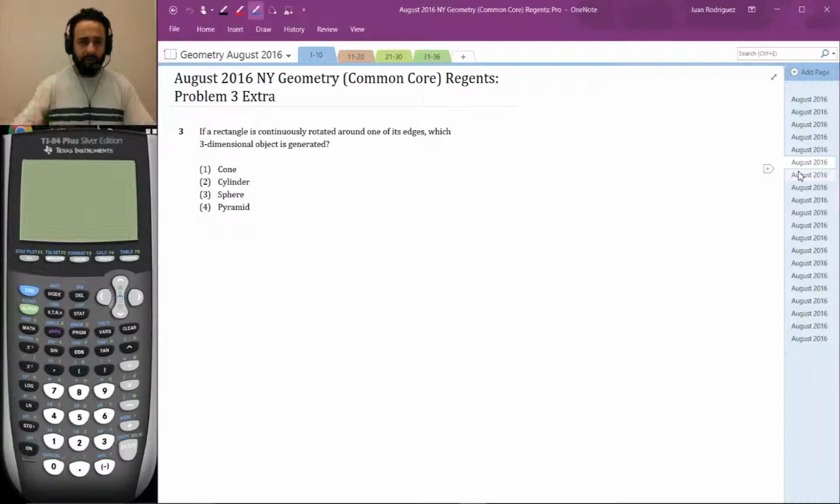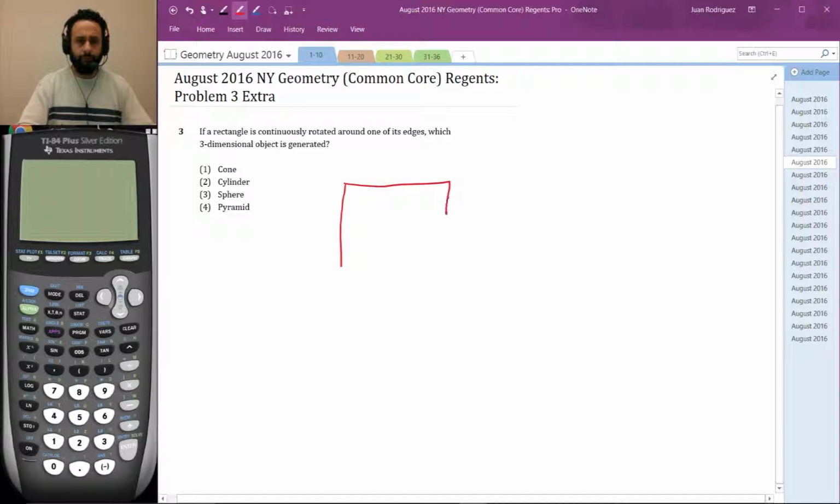And again, for this one, draw a diagram. That's my advice. So I'm going to draw my diagram as a rectangle, the best that I could draw it with a pen. And remember that it's continuously rotated around one of its edges. I'm going to choose one of the vertical edges to rotate around, but you don't have to. I'm going to choose that edge right here.